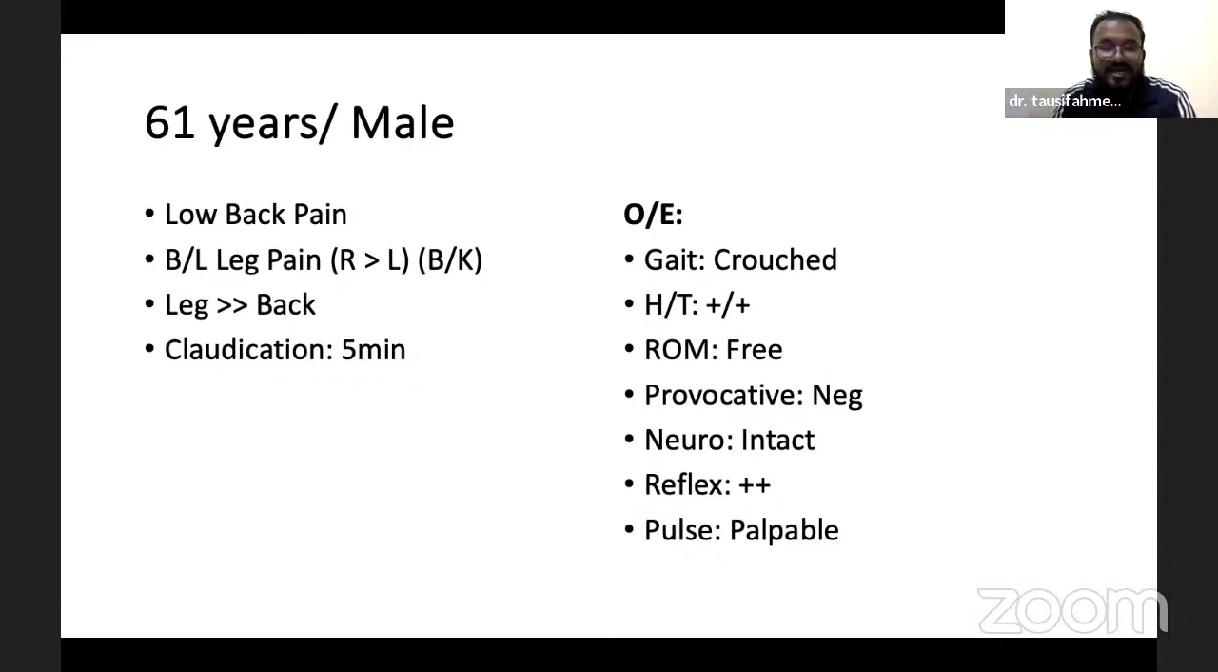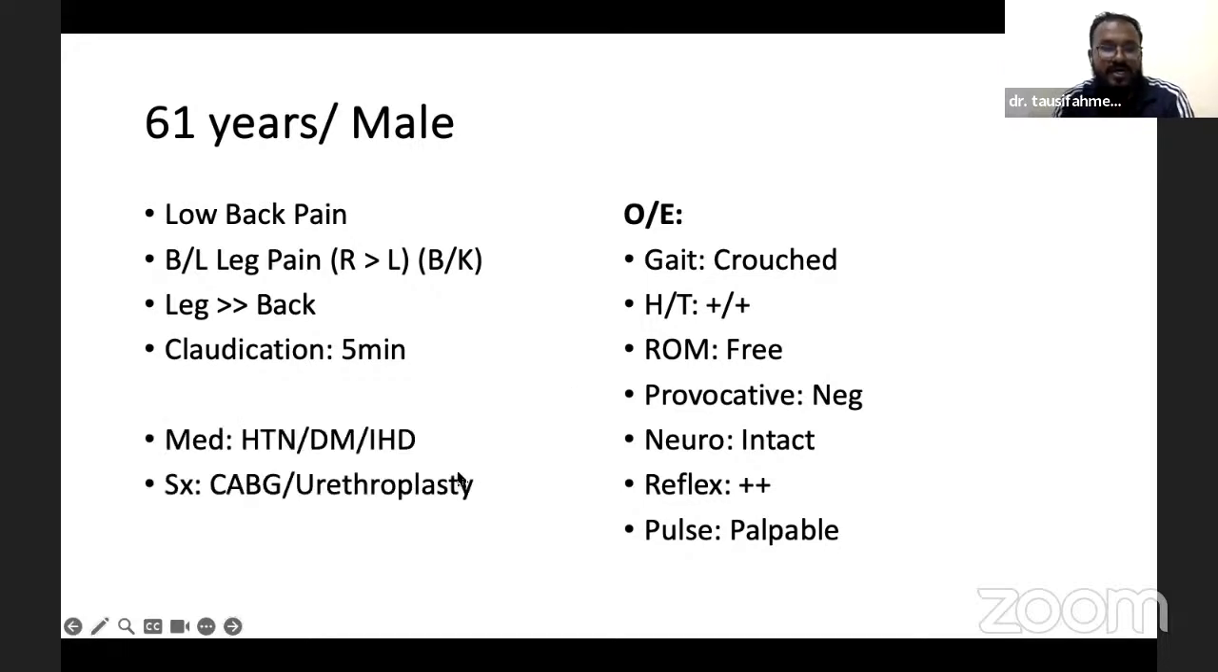Going forward, the two more histories which are important here are the medical history and surgical history, because these are elderly patients, and to bring them on the table, this much history is absolutely necessary. Our anesthetist colleagues are also very concerned about this. So this patient is hypertensive, diabetic, he has IHD, he has undergone CABG and some urethral procedures. So what next? Shashank, what next?